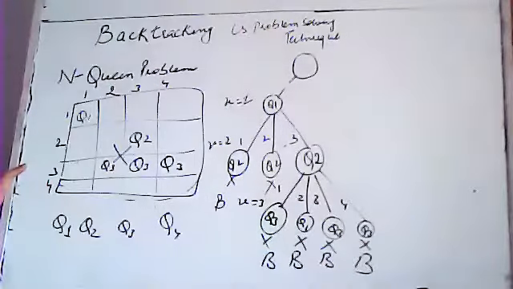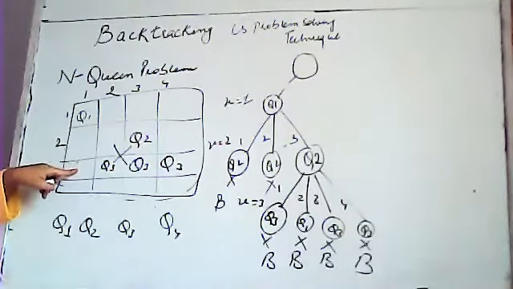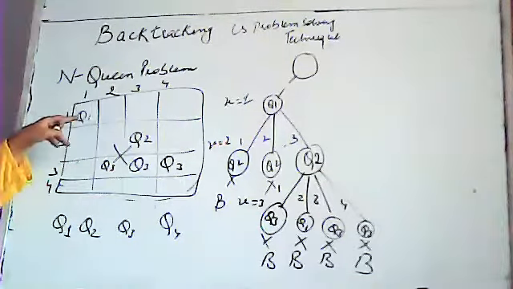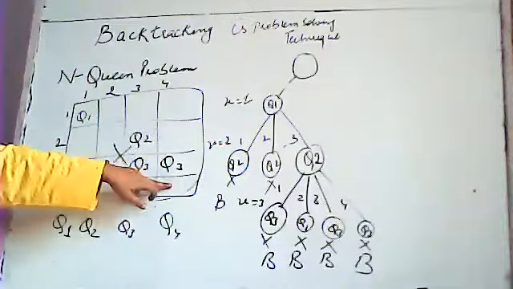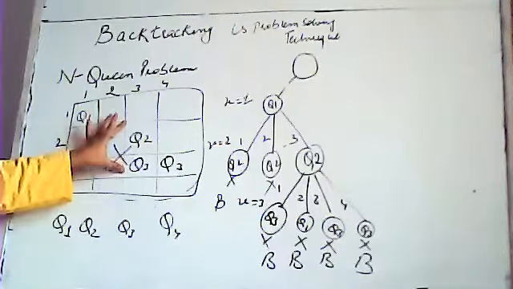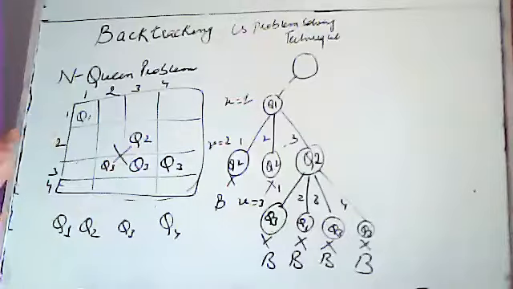Yes or no? Yes, ma'am. Okay, we cannot put Q3 in the first column because there is already queen 1. Here the queen will be diagonally attacked. Here also the queen will be diagonally attacked. And here again they are in the same column. So we cannot put Q3 here.